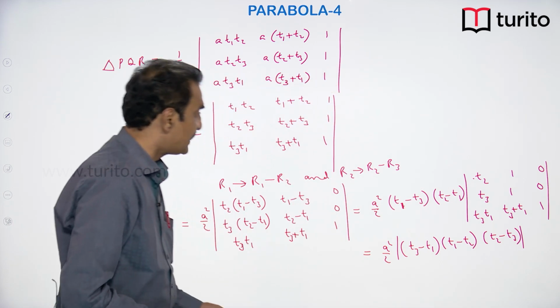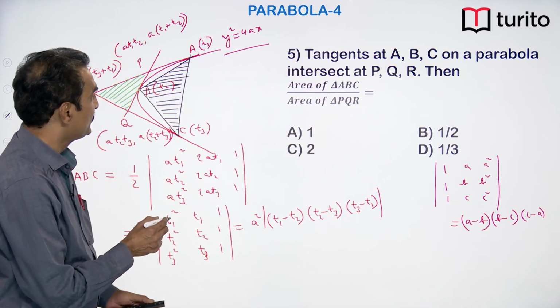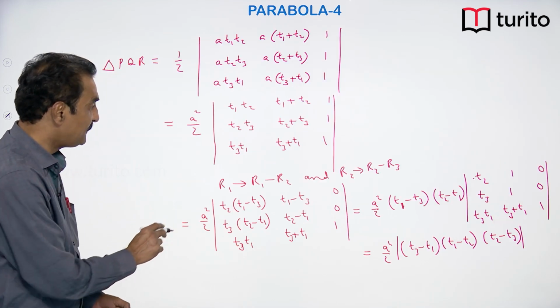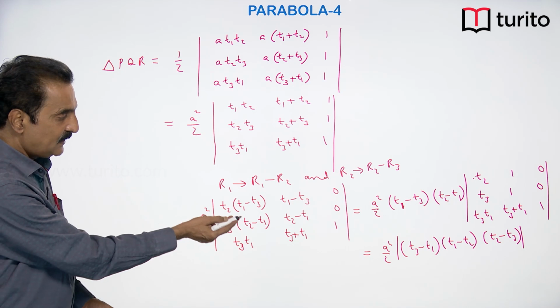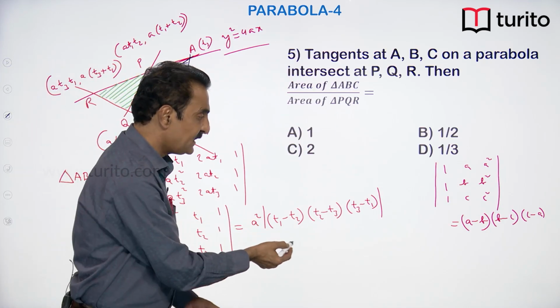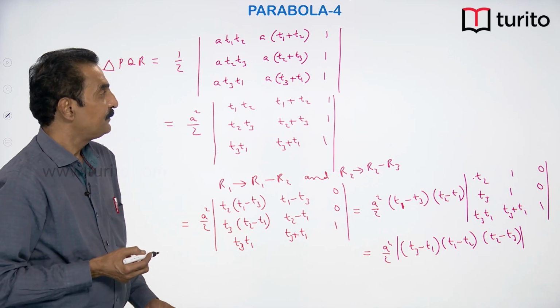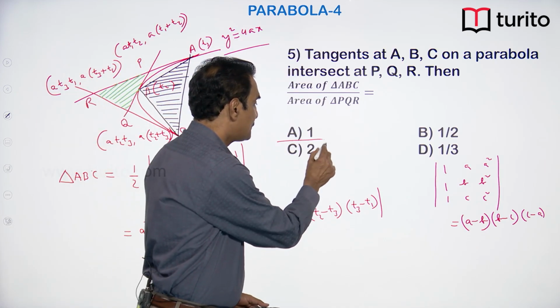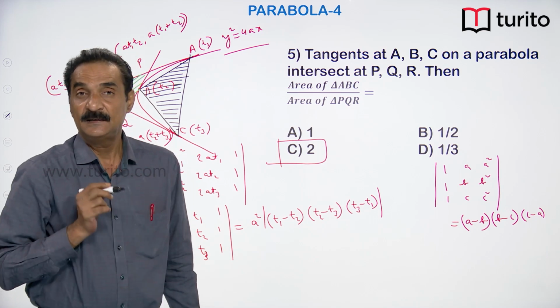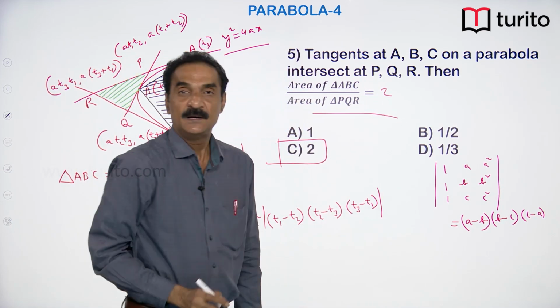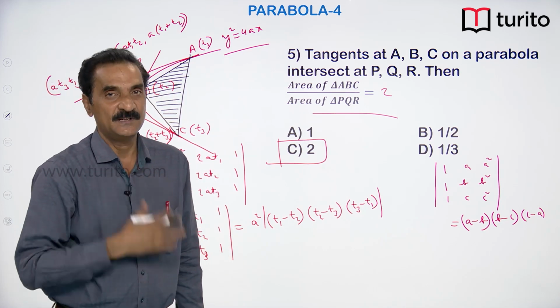Now, what is the ratio of the area of triangle ABC and area of triangle PQR? If you divide this by this, what will you get? 2. Okay. So, the answer is option C, and since it is a property of any parabola, it is better to remember this as a property.